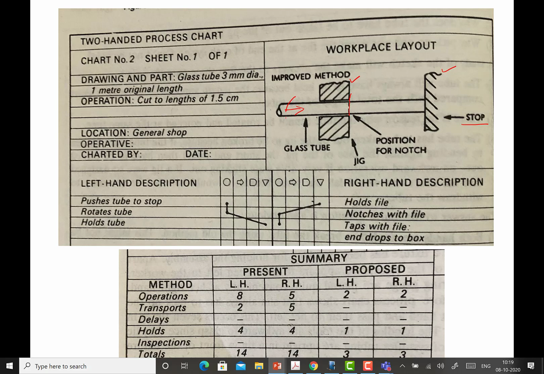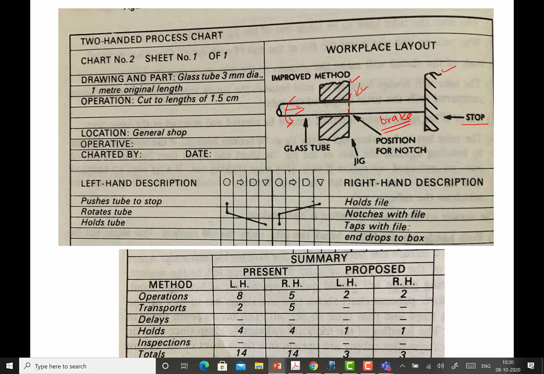The tube is rotated by the left hand, so the notch is made. And once the notch is made, the file is simply used to tap at this end, so that the tube of the desired length is cut or broken off after lightly tapping the other end. So in this case, the tube is simply inserted, then the file is used for notching, and then tapping is used for breaking.